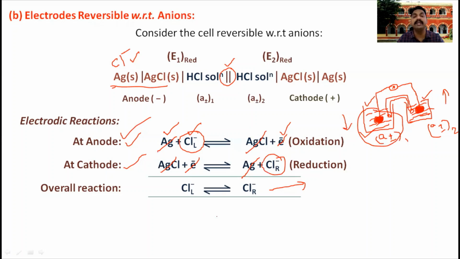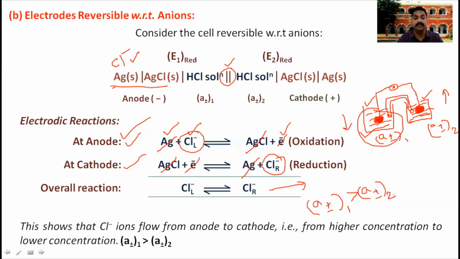It happens when we take more concentration of HCl on the left hand side, which means the mean ionic activity of HCl on the left hand side, that is a plus or minus 1, is greater than the mean ionic activity of HCl on the right hand side. Thus, the flow of chloride ions is from anode to cathode, that is from higher concentration to lower concentration, which shows the mean ionic activity of HCl on the left hand side is greater than the mean ionic activity of HCl on the right hand side.